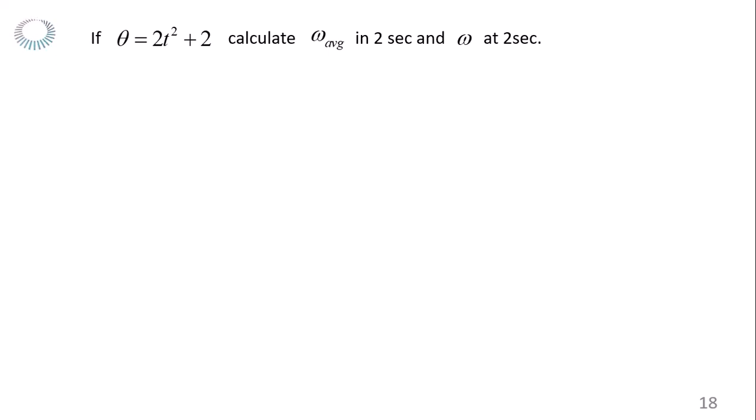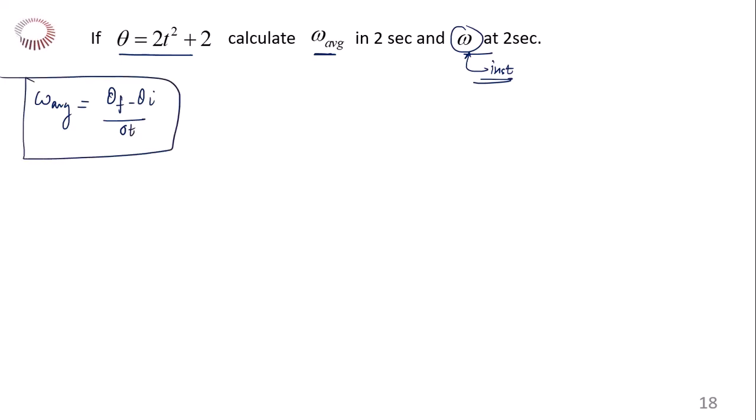Let us do one calculation. Let us say theta is given. You are asked to calculate the omega average and omega. If simply omega is written, then this omega is the instantaneous angular speed. Now what is omega average? Omega average is the average angular velocity, theta final minus theta initial by delta t, the total angular displacement, similar to the average speed. Total distance by total time is average speed, and total displacement by total time is average velocity. Same logic goes for omega average: total displacement by total time. What is total displacement? Final minus initial.